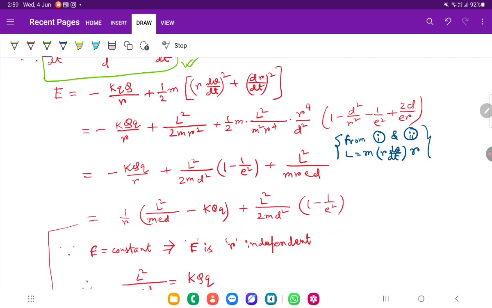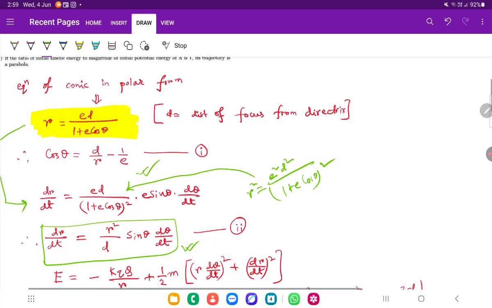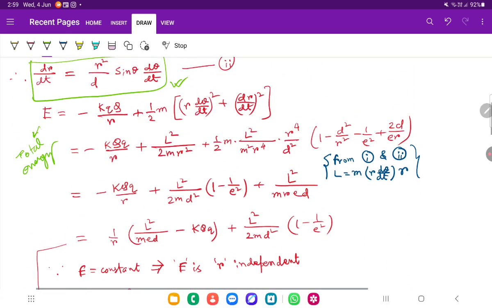So now I'm writing E. E is energy, total energy of that moving particle. Moving particle is A, I guess, right? Yes, and B is the fixed one. So we'll have the electrostatic potential energy, that is minus K capital Q small q upon R, where R is the distance between those particles, and this part is the kinetic energy, but I have written it like this because you will have two components of velocity, right?